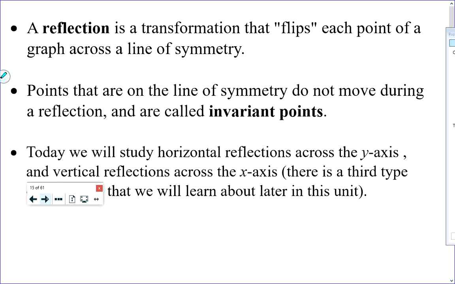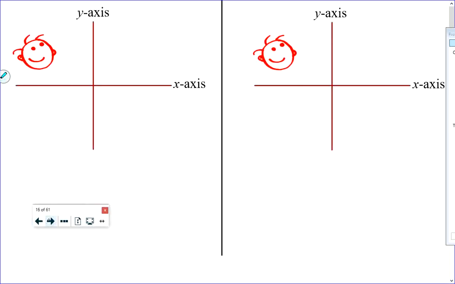But that's a horizontal reflection. So a horizontal reflection is across the y-axis. A vertical reflection is across the x-axis. There's a third type of reflection, but we're going to just not talk about it today. I don't want to hand wave this away as if it's unimportant. I think it's very important.